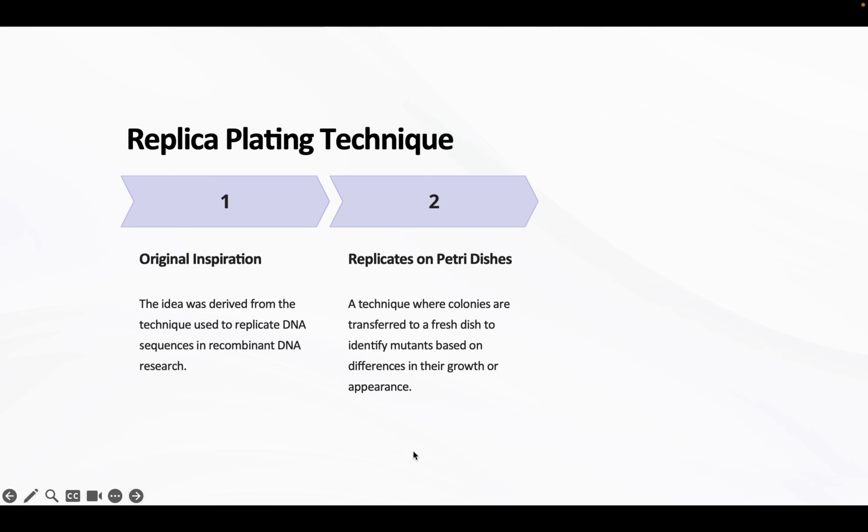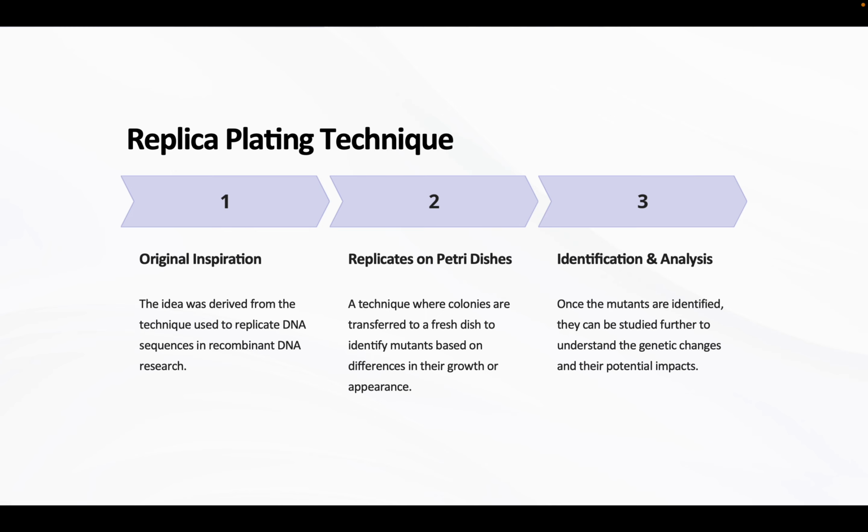As I have told you, it replicates on the petri dish. I will give you an example. It just transfers the colonies from one plate to another, and then we identify them based on their growth and appearance, and they can be studied further to identify the genetic changes and their potential.